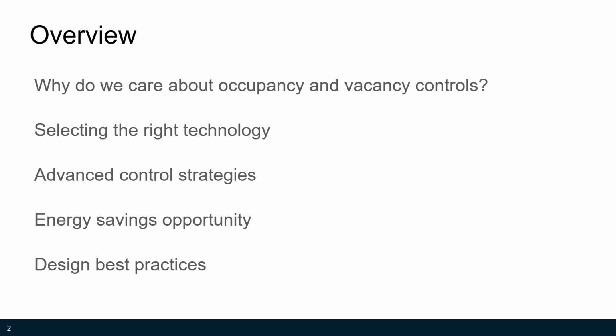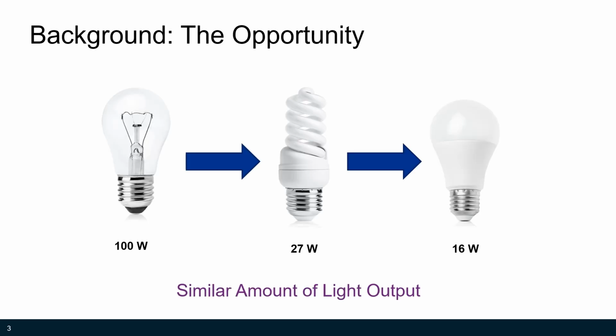I'll begin by describing occupancy and vacancy controls and why we care about them, followed by some discussion on selecting the right technology and advanced control strategies that optimize system performance. I'll also review the energy savings potential of these kinds of controls and wrap up with some discussion on design best practices. Most of you likely recognize each of these lamps or light bulbs.